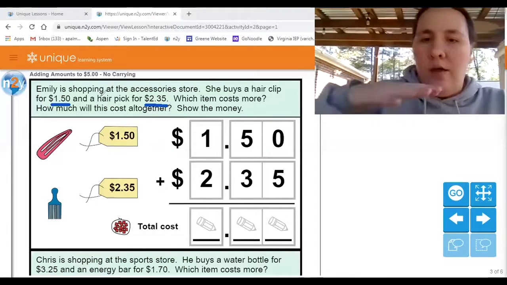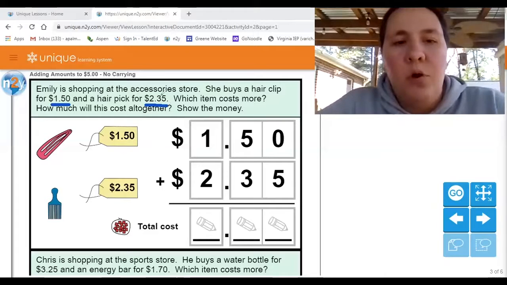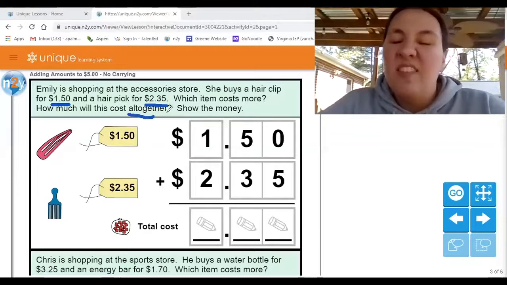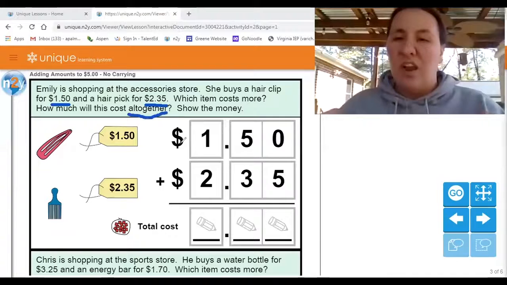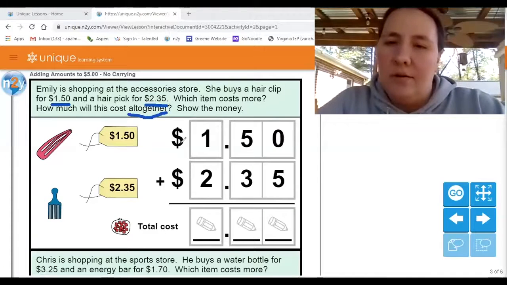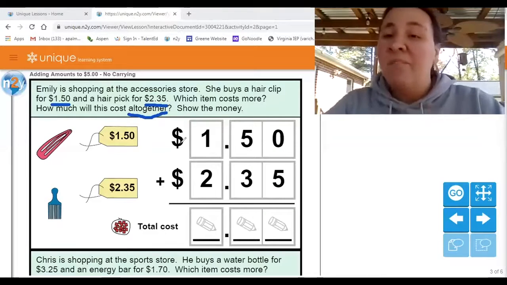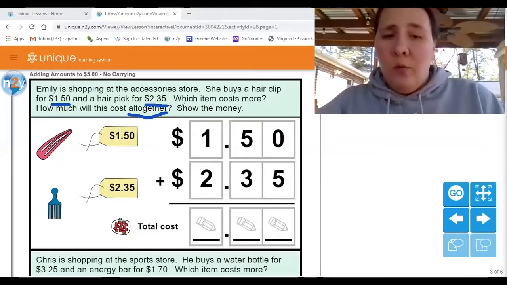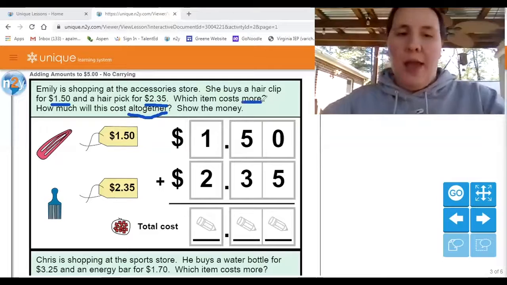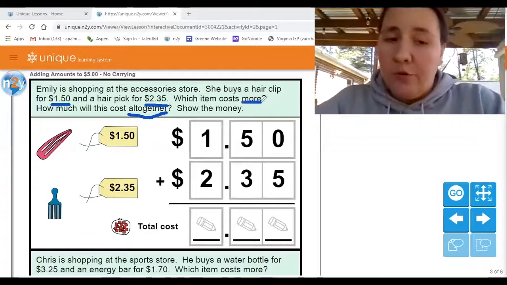Very good. All together. And let's talk about one more word. There's one word that tells me I'm looking for the bigger number. Which one tells me I want the bigger number? Very good. The word more. Which one costs more? Tells me I want a big number, okay? So first, let's talk about which one costs more.